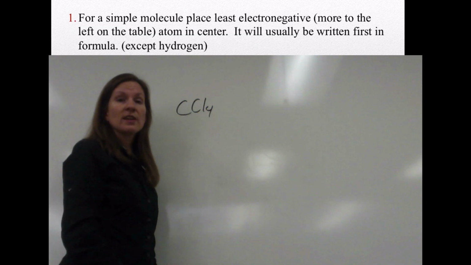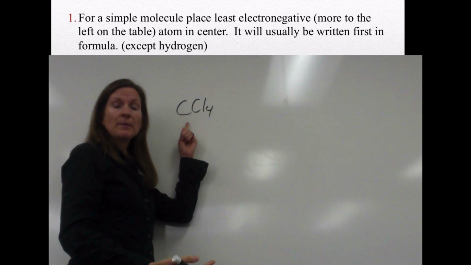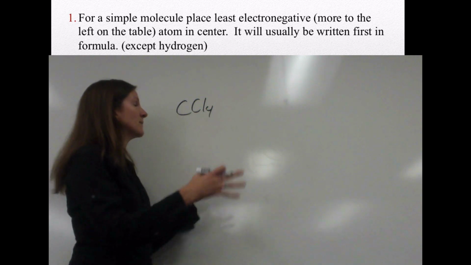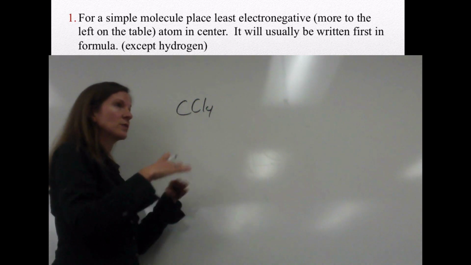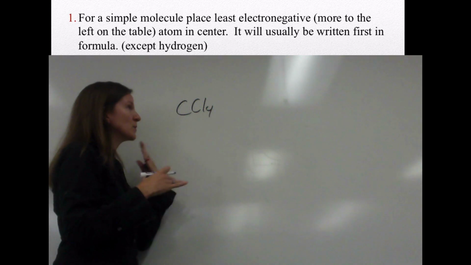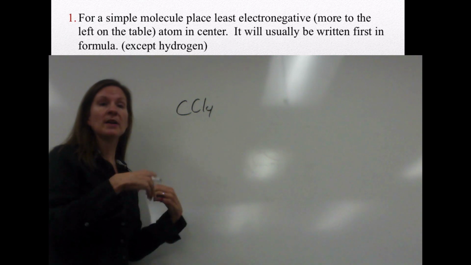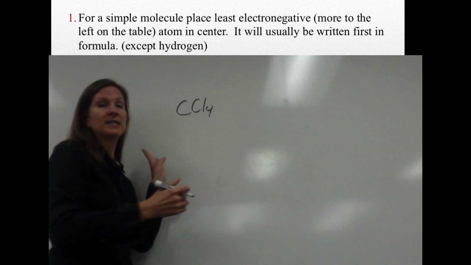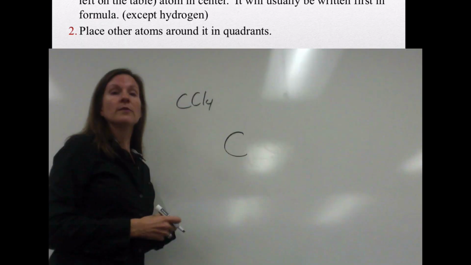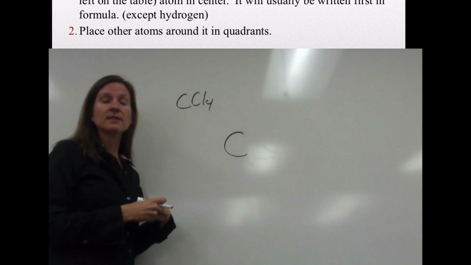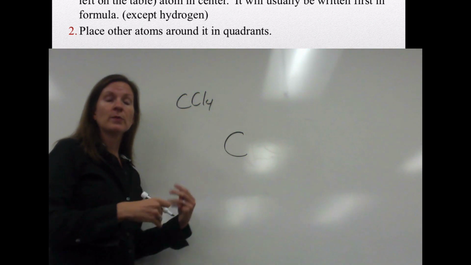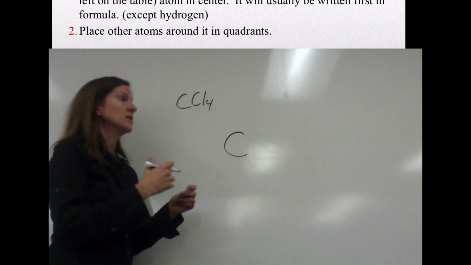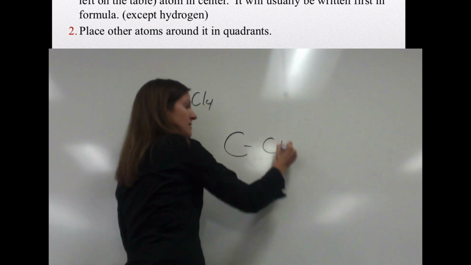So if I was trying to figure out how to draw the Lewis dot structure for this compound, I would look at that and I would say, okay, I'm going to figure out kind of how this is arranged in three-dimensional space. Between carbon and chlorine, which one am I going to put in the middle? Well, carbon's furthest to the left of my table, so it's going to go in the middle. From there, you take all the other elements given in the formula and you put them around that center in quadrants. So we're not trying to build lines.